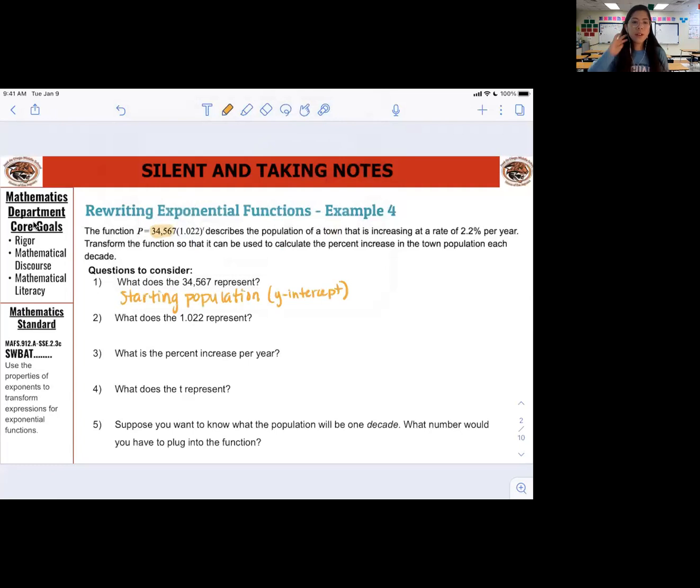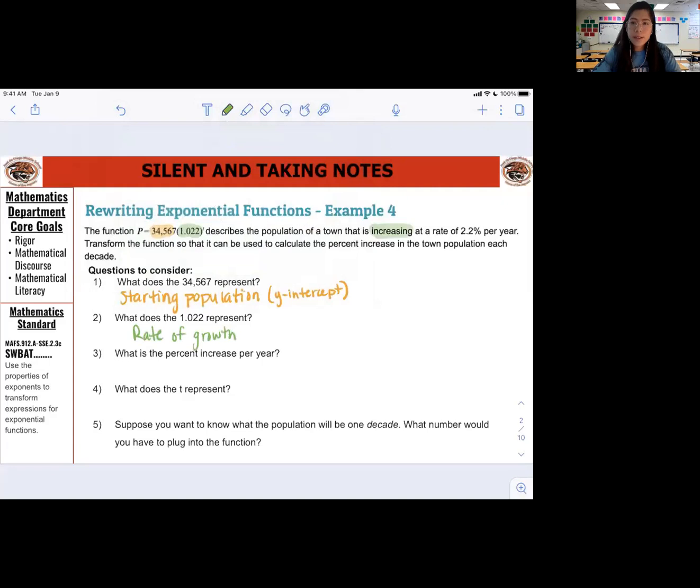Okay. What does 1.022 represent? Rate of growth. How do we know it's growing? Because it says that it's increasing. Good. So it tells me that it's increasing. And then just by looking at the number, how do I know that this is growing? Because it is more than 1. Good. So remember, when that number is greater than 1, if it's 1 point something, you know that it's growing.